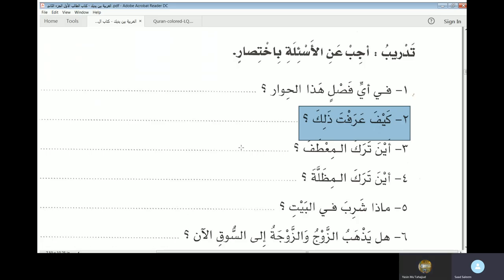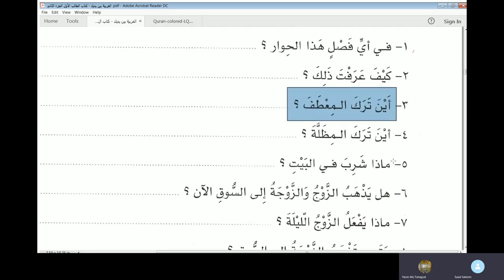As-samaa'u tumtiru al-ana, haza fasl kharif. That's enough. It is written in the dialogue. Okay. As-samaa'u tumtiru al-ana. It is raining now. Haza fasl kharif. Okay.